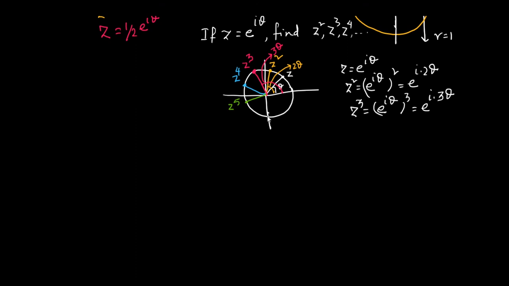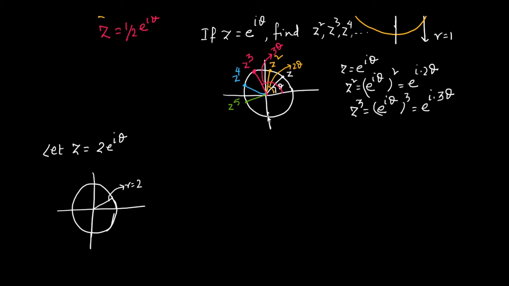Now, the scenario will totally change, and that means all are lying on the same circle. The scenario will totally change if we consider z equals 2e to the power i theta. So z will lie on a circle of radius 2. I find it very difficult to draw a circle in this system. My drawing skills are very poor, I should admit that without blaming this setup. So say this is r equals 2. The radius is 2, so z will be a point on this particular circle.